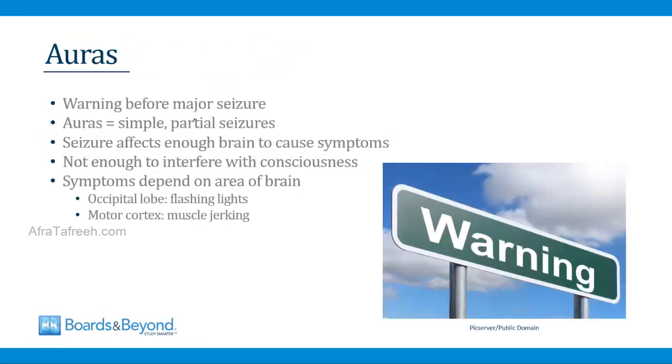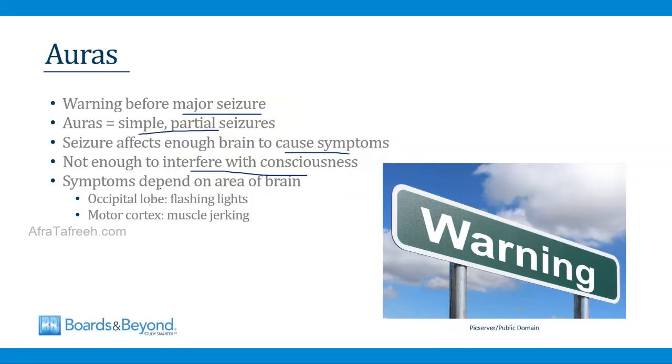Auras are a warning before a major seizure that often occur among patients with chronic seizure disorders. In actuality, an aura is a small seizure. It's a simple partial seizure. It affects enough of the brain to generate some symptoms, but not enough to interfere with consciousness. And the symptoms of the aura depend on the area of the brain that's affected.